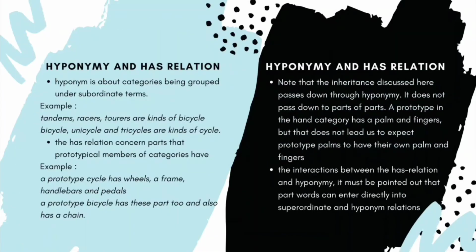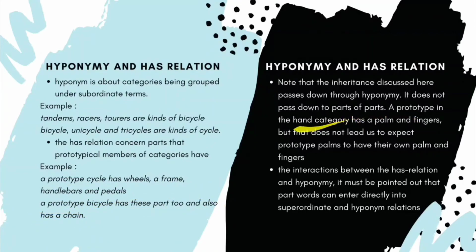Next, hyponymy and the has relation. These two semantic relations should not be confused. Hyponymy is about categories being grouped under a superordinate term. For example, tandem, racer, and tourer are kinds of bicycle; unicycle and tricycle are kinds of cycle. The has relation concerns the parts that prototypical members of categories have. A prototypical cycle has wheels, a frame, handlebars, and pedals. A prototypical bicycle has these parts too and also has a chain.